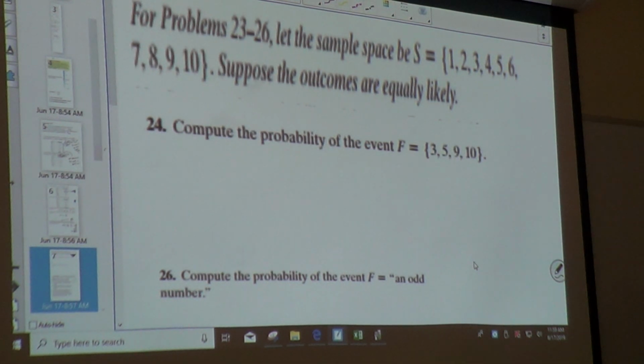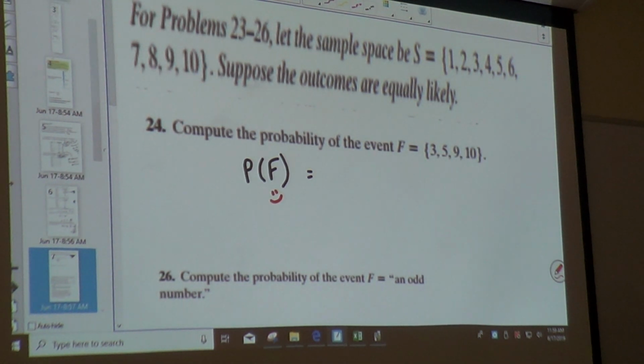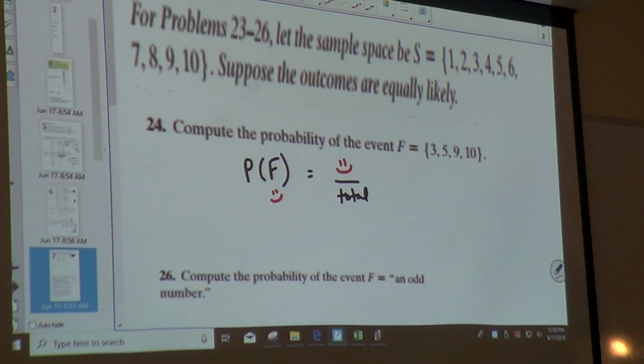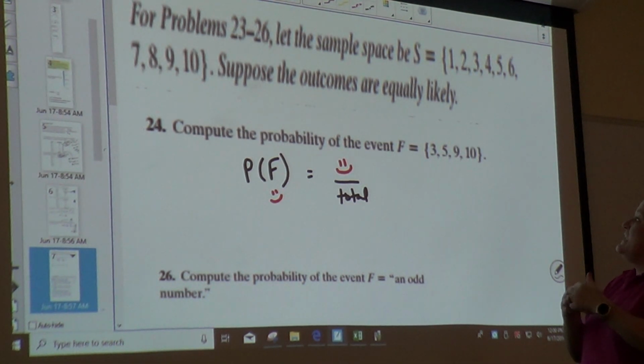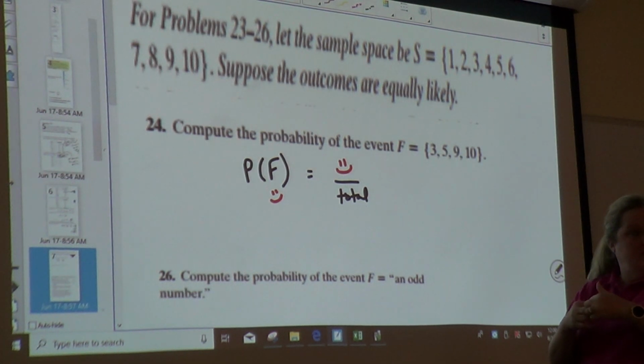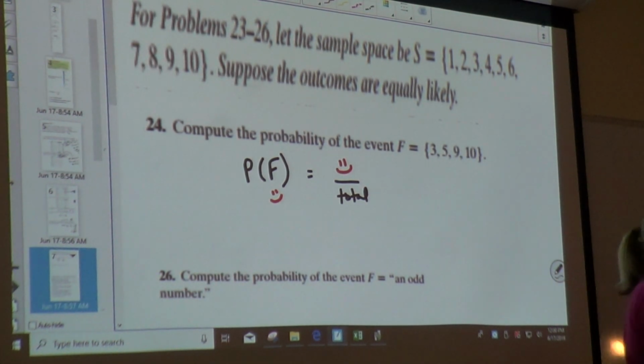Compute the probability of event F. So, I want to know the probability of F happening. What's going to make me happy is if I see anything in F. If I walk into S's room and I see an F, okay? What makes me happy is anything that is in F that is also in S.